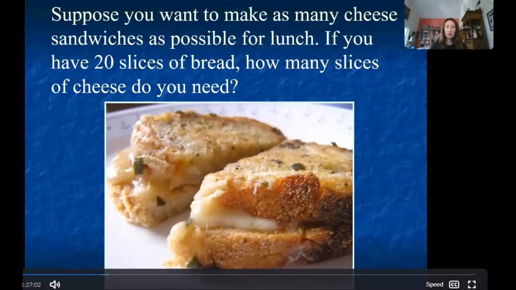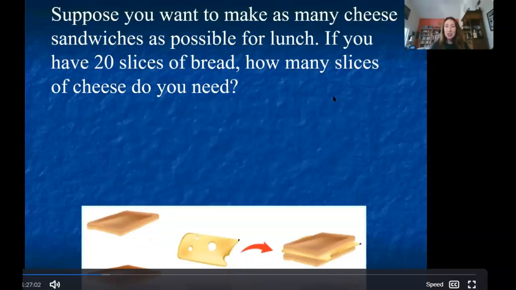Right? If we have 20 slices of bread, 2 slices of bread for every piece of cheese, no extra cheese, Gilbert, we need 10 slices of cheese, right? What you're doing in your head, that is stoichiometry. So you've been doing this for a long time.